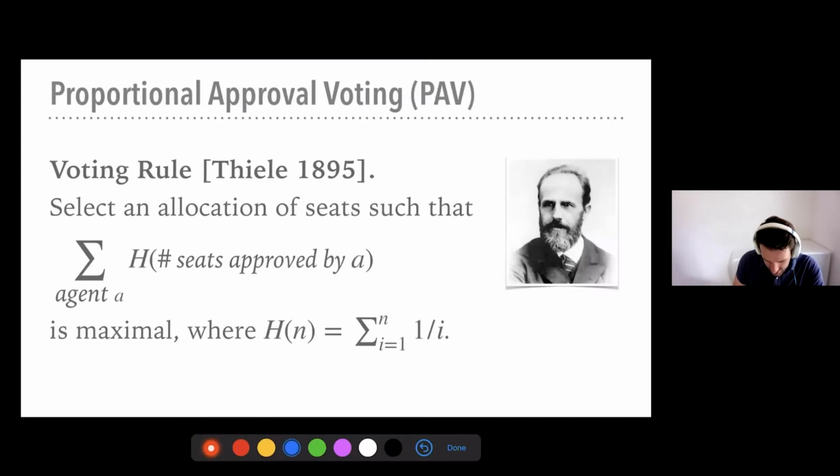So what that means is that if the voter approves only of a single seat in the parliament, then he has an H value of 1. If the voter approves of 2 seats in the parliament, his H value, his happiness or his utility, if you want, is 1 plus 1/2. If he approves of 3, it would be 1 plus 1/2 plus 1/3 and so on. Okay, so the idea is that we have diminishing marginal returns of being represented more and more. So if somebody is already represented a couple of times, representing this voter more is less important to the rule than representing some other voters who are not represented yet or have less representation yet. Okay, so that's the intuition behind the rule.